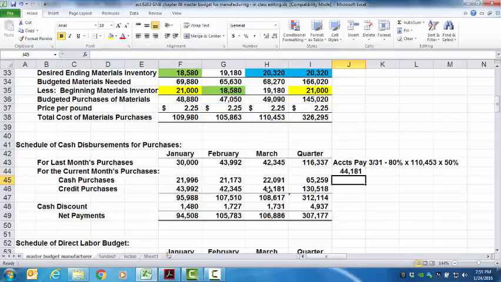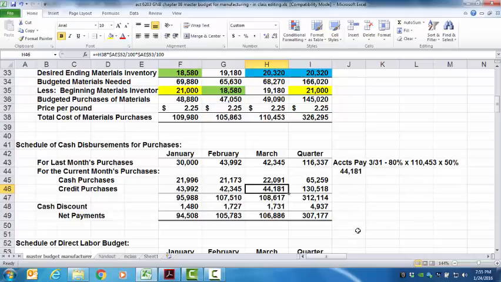$44,181. I already knew it was going to give me that because in this case it's the 50-50 split. They have the same numerical value, but just remember they are two different pieces. Now, this is not always going to be true. It only is true in this case because of the discount terms being 2/15. Alright, now we're going to use this accounts payable again when we come and do our balance sheet.